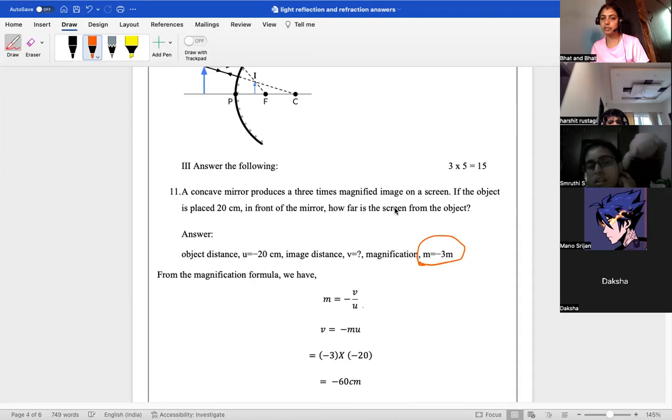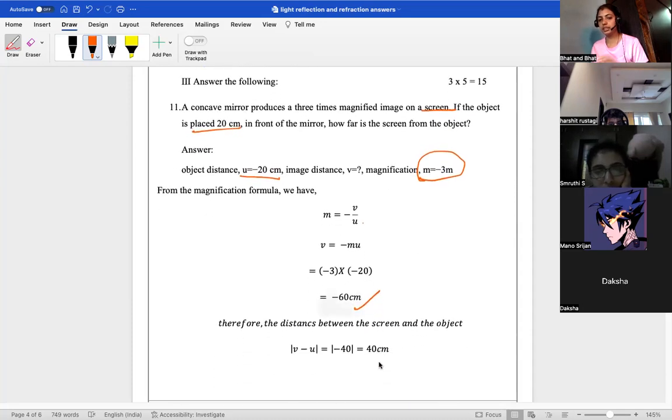It is 3 times magnified on a screen. As soon as they give it is on a screen, it should be minus 3, because it is a real image. Then the object is placed at 20 centimeter. So u is given. So u also is negative 20 centimeter. So we have the formula, substitute, you will get v is equal to minus 60 centimeter. Fine.